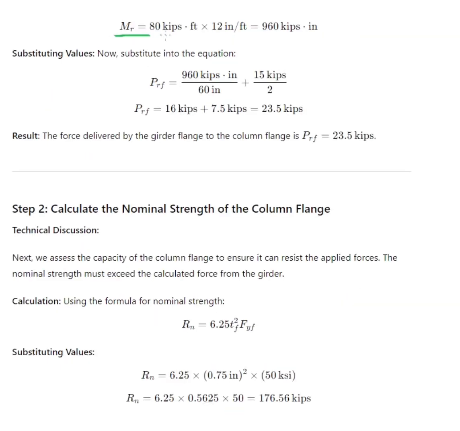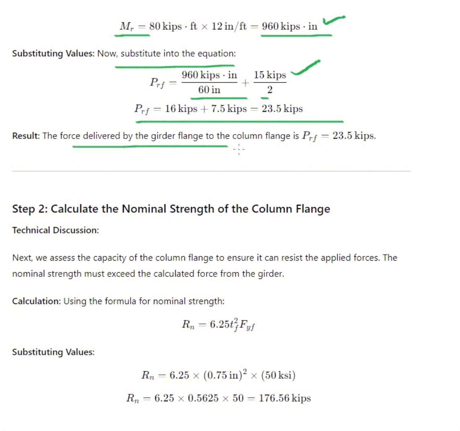So here we have to convert the girder moment into kips and inches. After converting that, we are substituting this 960 kips-inch by 60 inch, the effective depth, plus 15 kips axial force divided by 2. So we are getting the force as 23.5 kips. The force delivered by the girder flange to the column flange is 23.5 kips. Then we will calculate the nominal strength of the column flange.